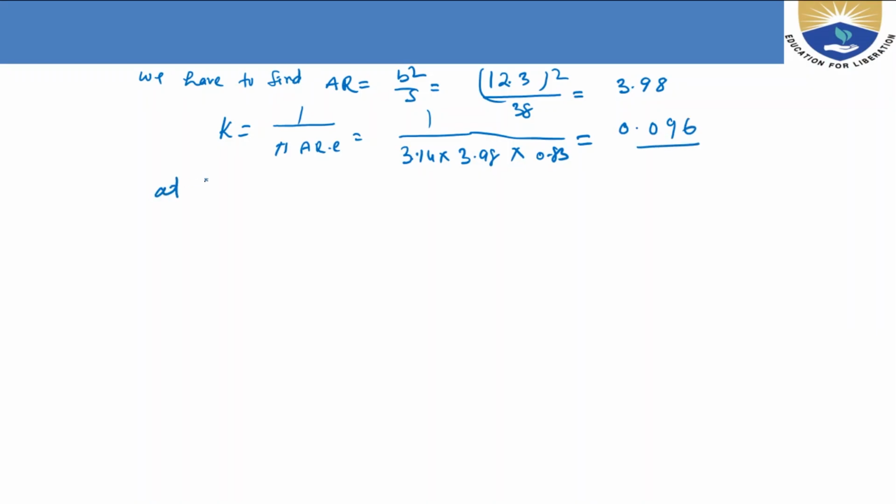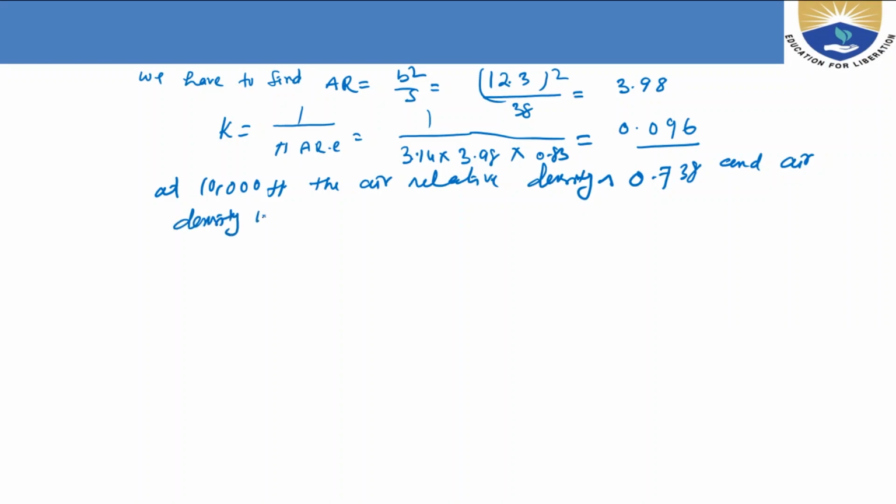Now at 10,000 feet, the relative air density is 0.738 and the air density is 0.904 kg per meter cube, from the ISA table.